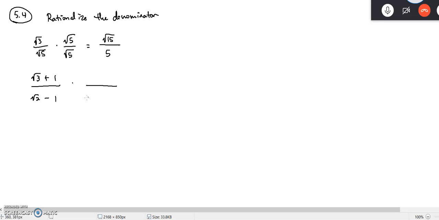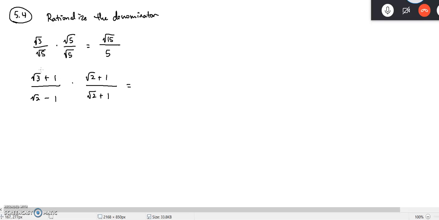So if this one's a difference, then the conjugate would be the sum. Okay, so we've got to do sum and difference, so we get the difference of two squares, and that'll get rid of the radical. So I multiply on top and bottom by the conjugate of the bottom, because remember, we're trying to get rid of the square root on the bottom.